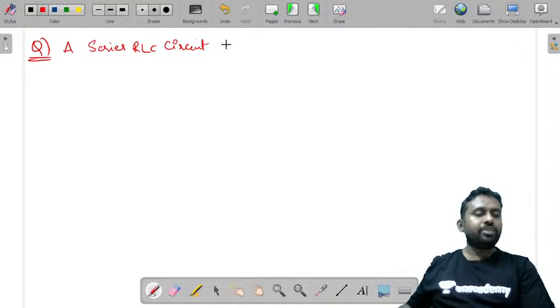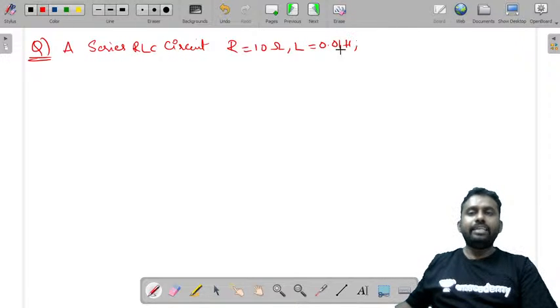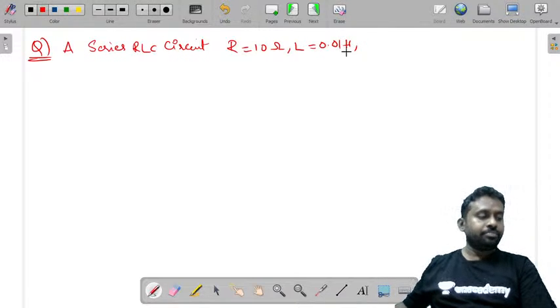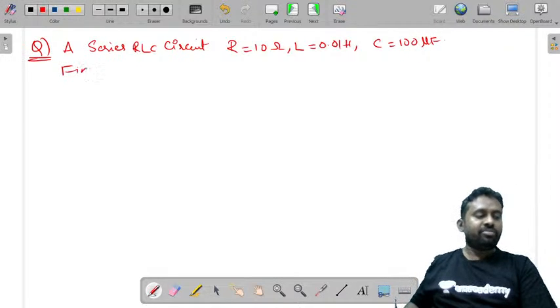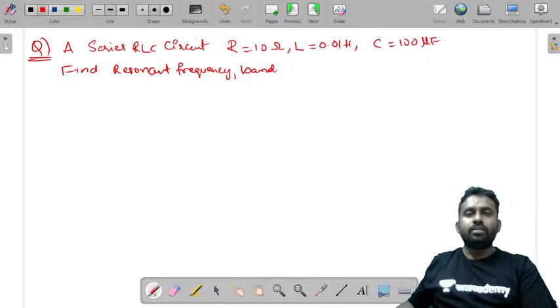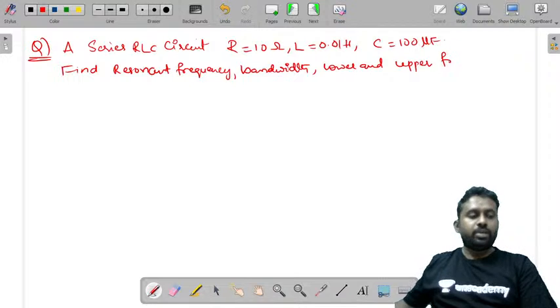A series RLC circuit has R equal to 10 ohms, L equal to 0.01 Henry, and C equal to 100 microfarad. The question is to find the resonant frequency. This is one of the exam questions from previous university question papers. Resonant frequency, bandwidth. I'll give you all the expressions. I want you to tell me the values of the bandwidth and the lower and upper frequencies.